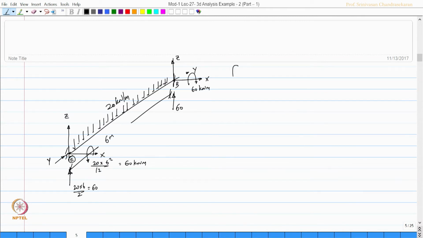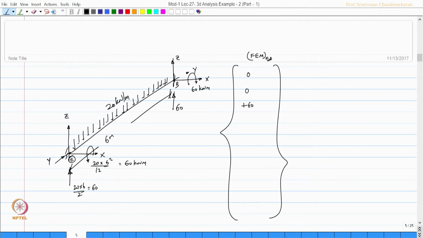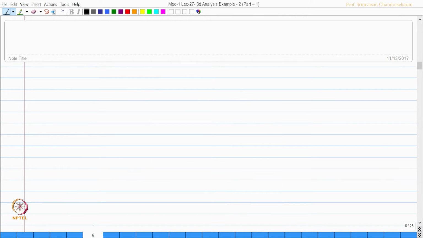Okay. I can now make the joint load vector for the member E B local, which will be along x 0, okay, along y 0, along z. I am making a fixed end moment value. This is the fixed end moment of the local, okay, of the member E B. So, this is going to be plus 60. Okay. Similarly, the next case 0 0, then minus 60, so plus 60, 0 0 and so on. Okay. So, let us now mark the degrees of freedom for this problem.